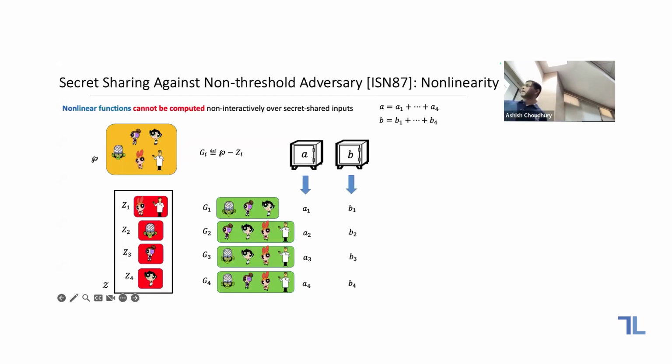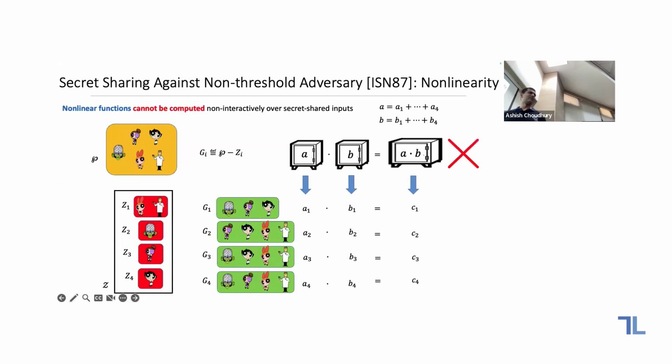Imagine you have two values A and B, secret shared like this, and you want to compute the product of A and B in a secret shared form, and you are just letting the parties in the individual green sets multiply their shares of A and B. If you take the resultant vector, it's not going to be a secret sharing of A times B. Why?